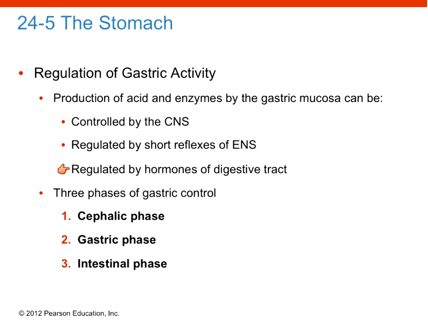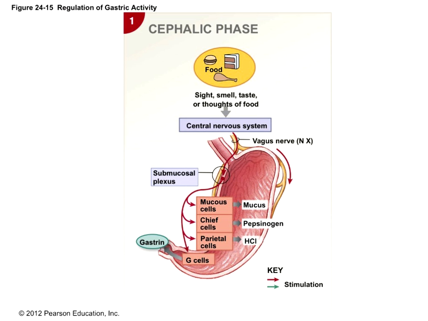So the three phases of gastric control, the first phase of it is controlled by your central nervous system. That's the cephalic phase, which means that digestion primarily is going to begin in your head. The gastric phase is going to include things that happen in your stomach, and then the intestinal phase is going to include absorption and secretion of the foods that you have just consumed.